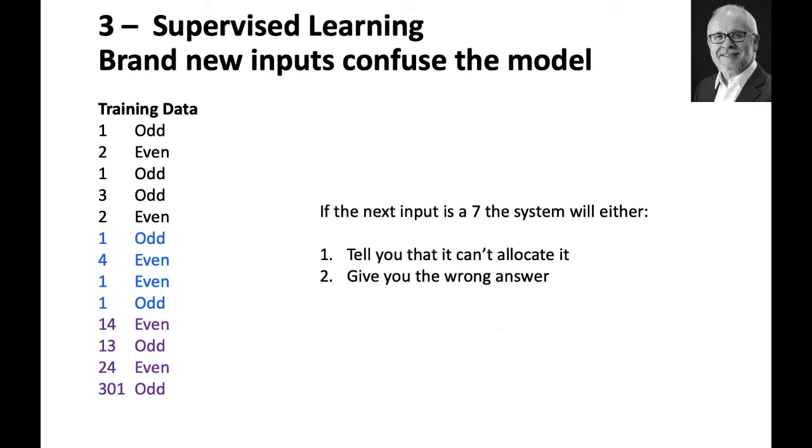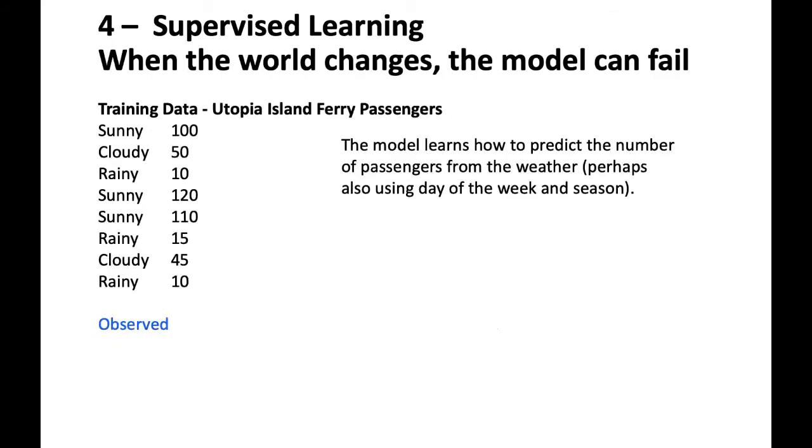Third point, brand new inputs confuse the model. So if now we get a 7, the system is either going to tell you that it can't allocate it, which is a really good result, or it will give you some sort of answer. Maybe the first thing in the list, maybe the last thing in the list. But when we haven't used a piece of information in the training set, we can't get the model to allocate it. Now, here's another example about when the world changes, the model can fail.